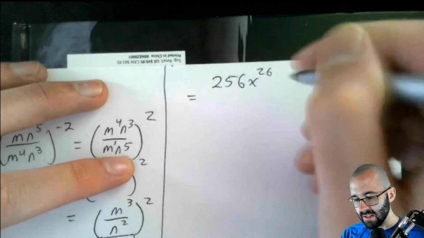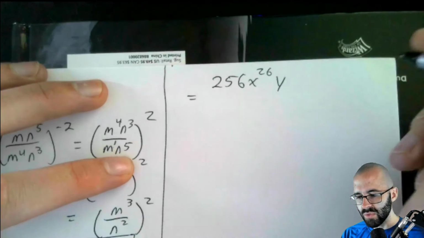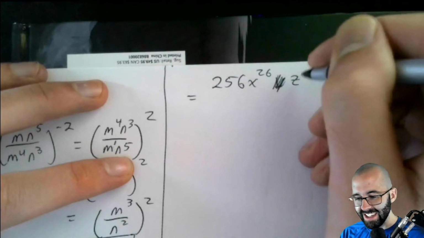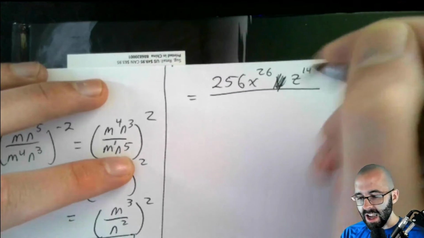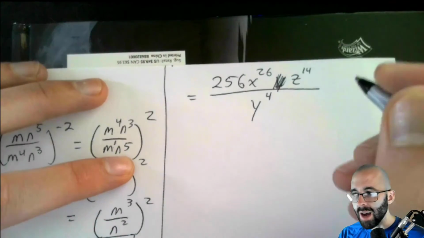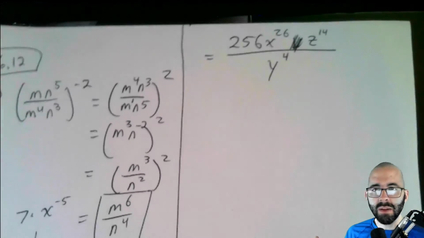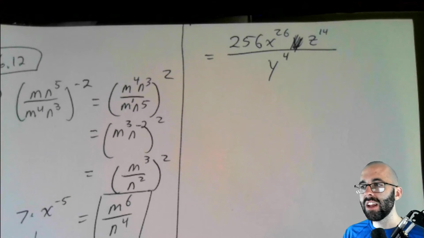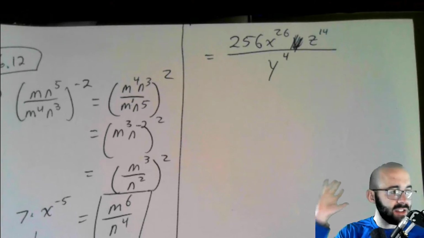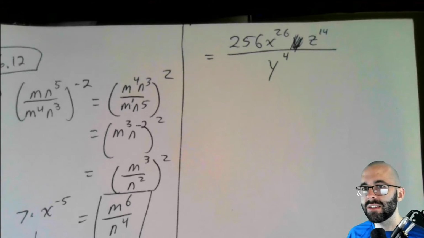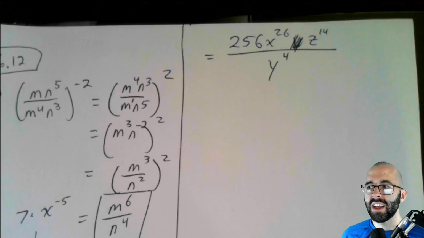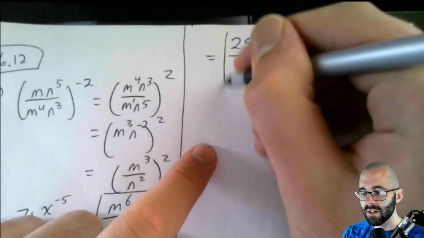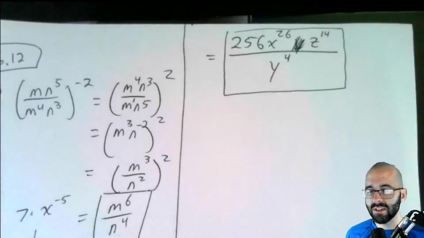256, x to the 26th, z to the 14th on top, and y to the 4th on the bottom. The negative gets used up. The negative is what moves it, so don't keep the negative here. The negative is used up. It's gone. It's thrown away. It's an empty wrapper. Empty tank of gasoline. This is our final answer in all its glory.